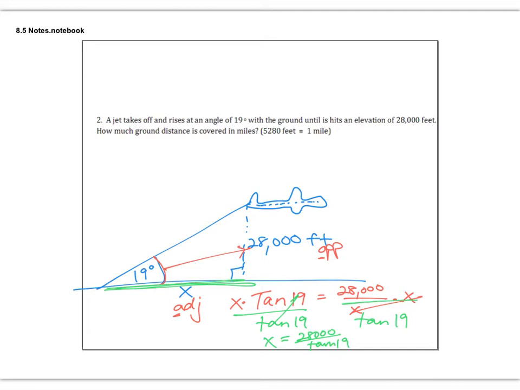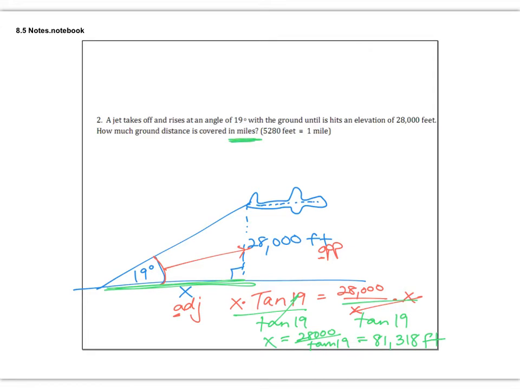Type that into your calculator. And when I did that, I got 81,300, and it might be 317 point something on my sheet. I have about 81,318 feet. Now, if you look closely at the question, it wants to know how many miles were covered. What's the ground distance in miles?